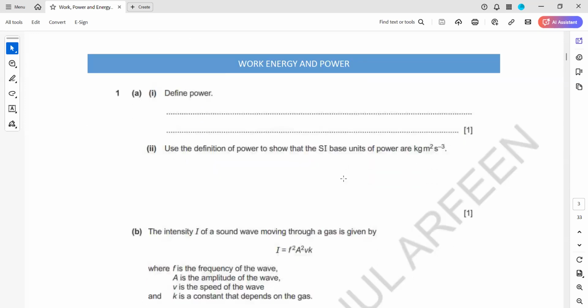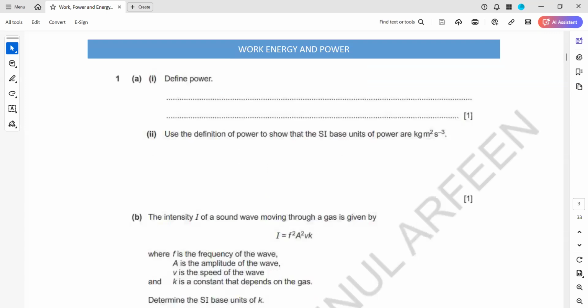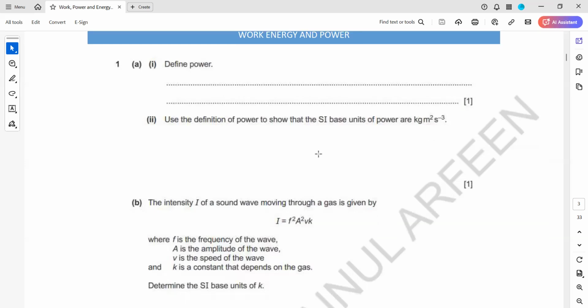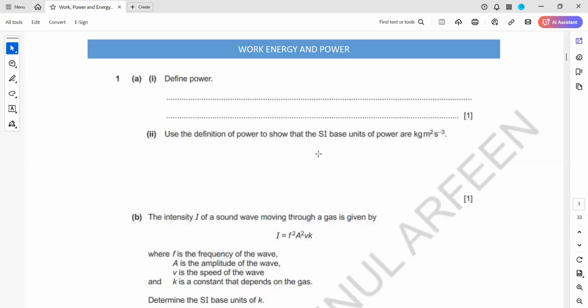So in the first one, define power. How do we define power? The definition of power: it's the rate of energy transfer or rate of work done, or how much work is done in a unit time. That is known as power. When you use the term rate, it's obviously related to time. So rate of work done, rate of energy transfer, work done in a unit time.